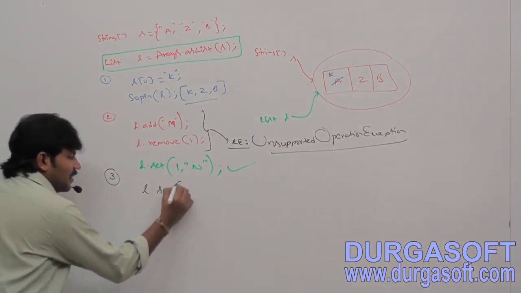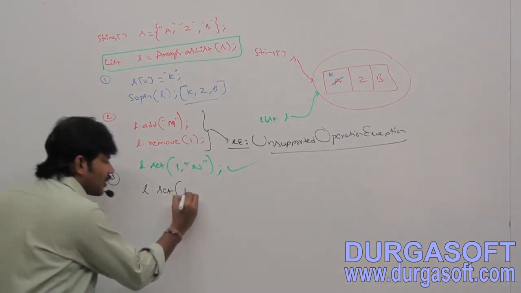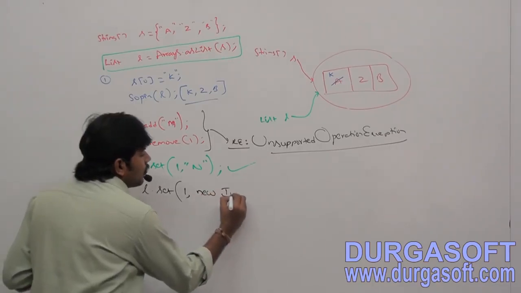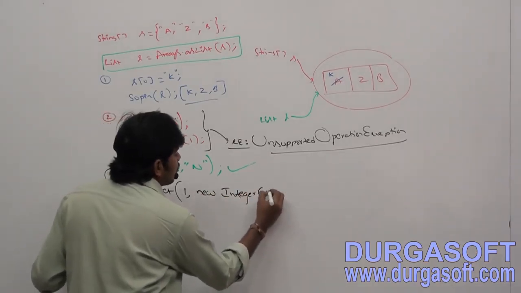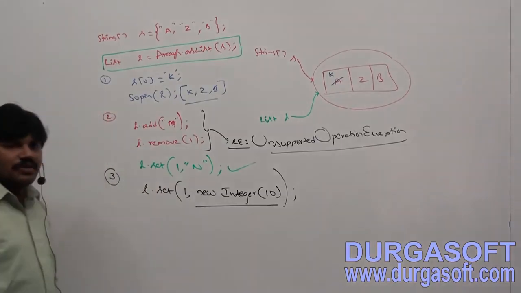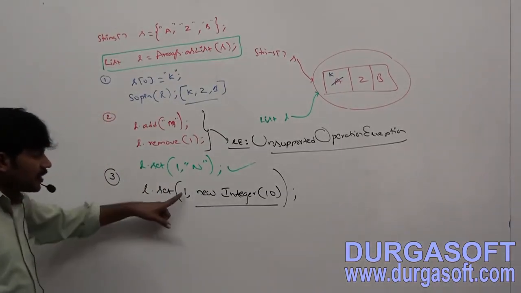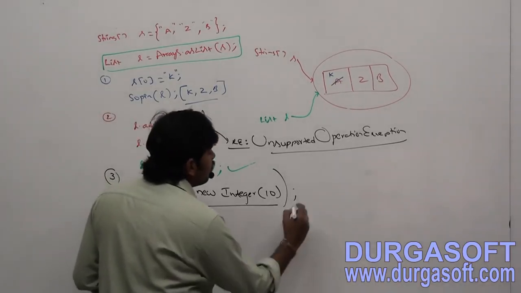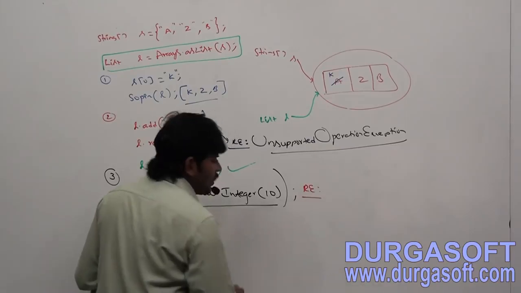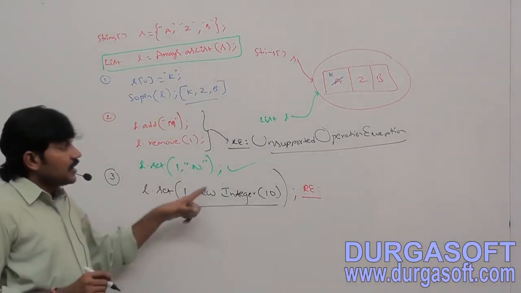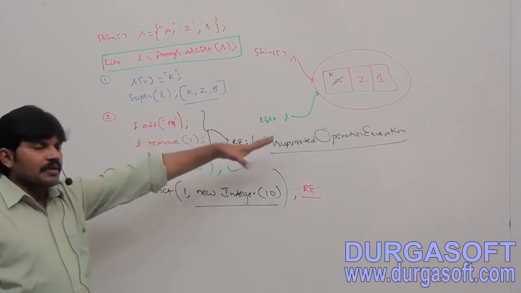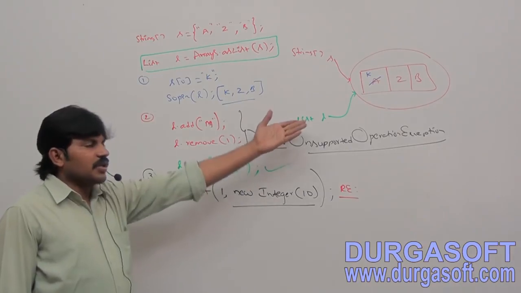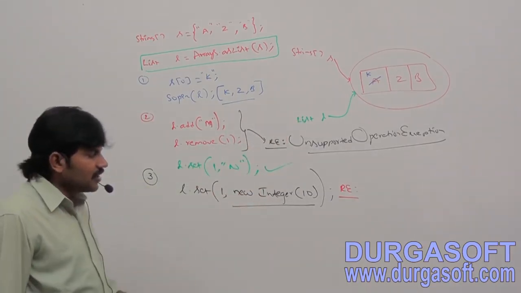L.set(1, new Integer(10)). Can you please replace the element at index 1 with new Integer(10)? Can you tell what will happen? Immediately we will get a runtime exception. Are you getting that? Because internally which object is there? An array. Array of what type? String array type. But now I am trying to replace with an integer. Can you tell which exception we will get?